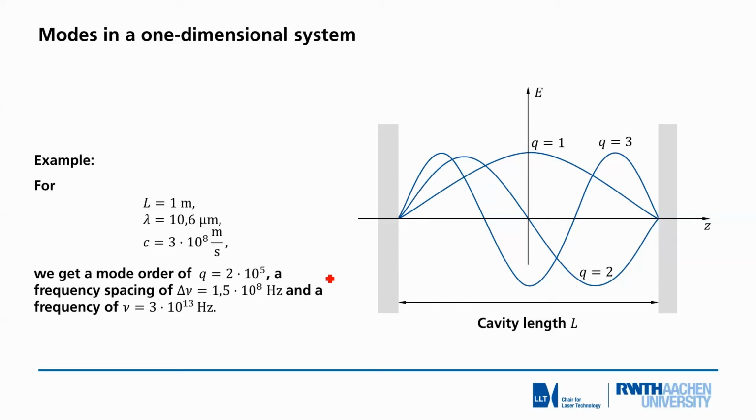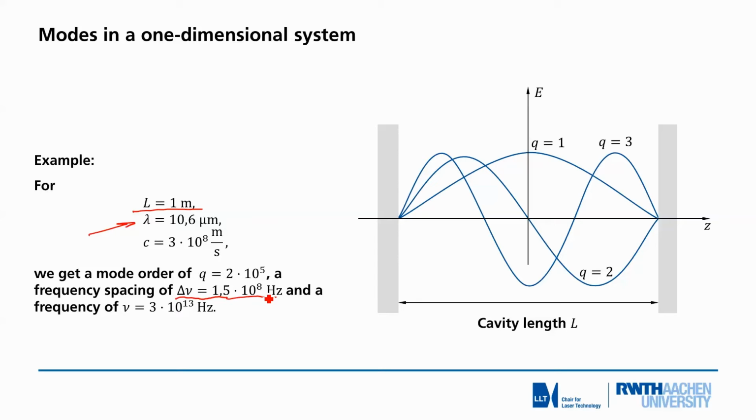So, as an example, if you take a CO2 laser with a wavelength of 10.6 microns, the speed of light 3 times 10 to the 8 meters per second, and a resonator length of 1 meter, the resulting frequency spacing, delta nu, is 1.5 times 10 to the 8 hertz, 150 megahertz. So it is a value which is way below the frequency of the laser.